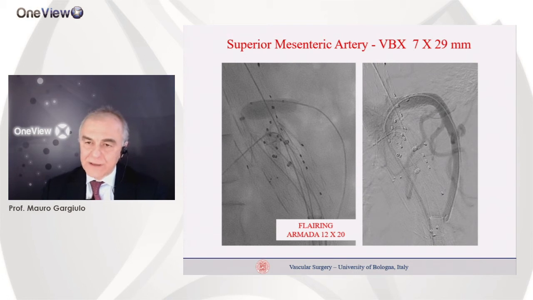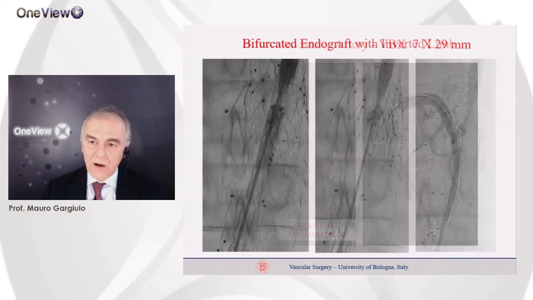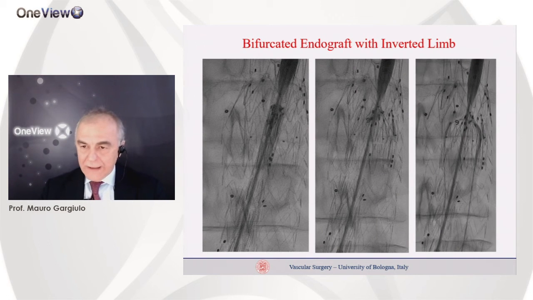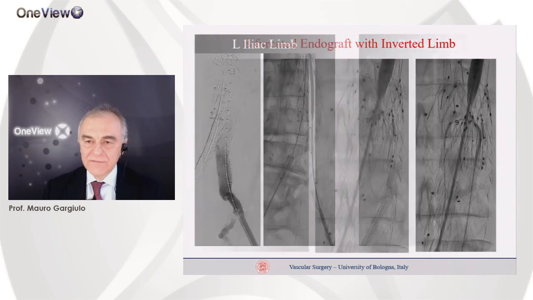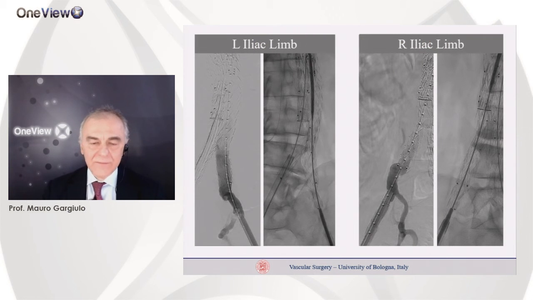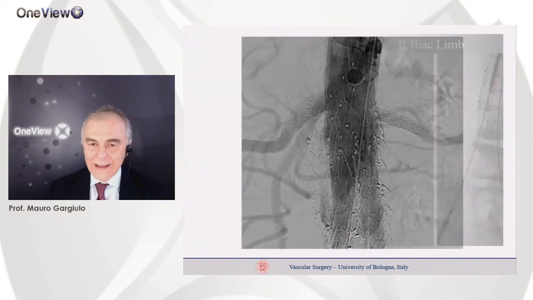Then this is another very important point that I think it's important to stress in case of fenestration when we have to make a revascularization of the SMA. I reported that when we need to treat aortic disease with fenestrated endograft in patients with EVAR, sometimes we need to use an inverted limb, and these are the images of the deployment of the inverted limb, and you can see here the revascularization of the left and the right common iliac artery.